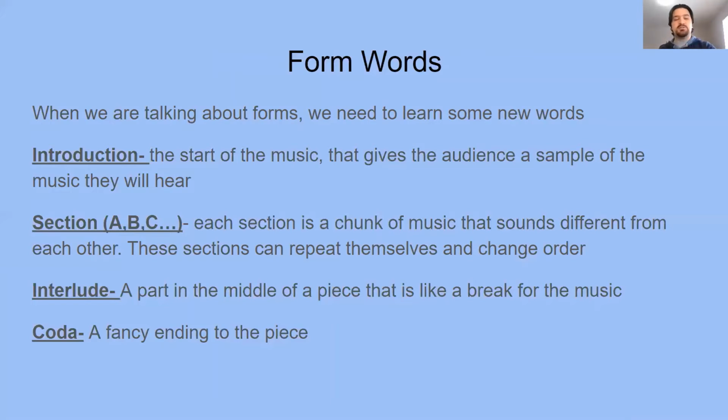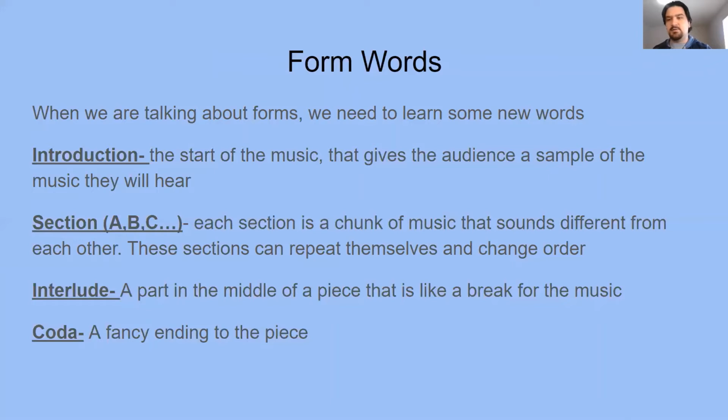Then they get into the actual sections, which we have section A, section B, section C, over and over again until it's done. Each section is a chunk of music that sounds different from each other. These sections can repeat themselves and change order. So like I said before, we have section A, which might sound a certain way, have a certain melody and certain instruments. Then you get to section B, which sounds different, has a different melody, maybe it gets louder, maybe it gets softer, maybe it sounds more angry, maybe it sounds more happy, but that's section B. Then maybe it goes back and it does the section A part again, it repeats itself. Then it goes to section C, which sounds different than the other two.